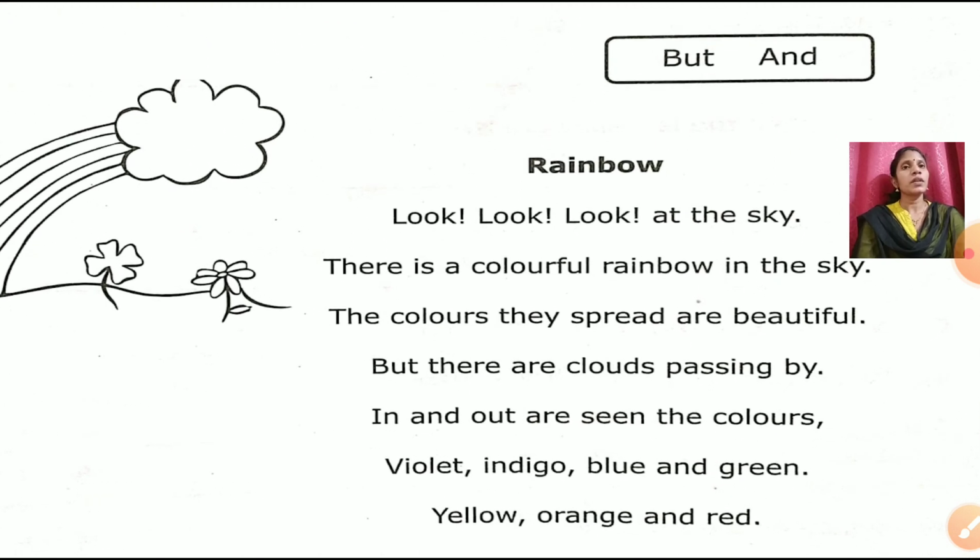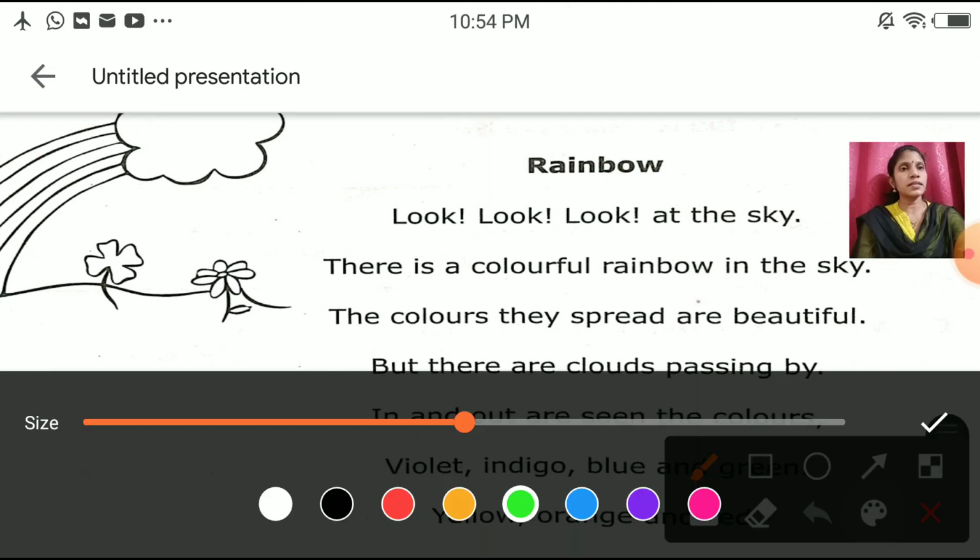Now look at the sky. There is a colorful rainbow in the sky. The colors they spread are beautiful, but there are clouds passing by. In and out are seen the colors: violet, indigo, blue and green, yellow, orange and red. So here now what we have to do is circle the words which are given in the help box. So now let's start.